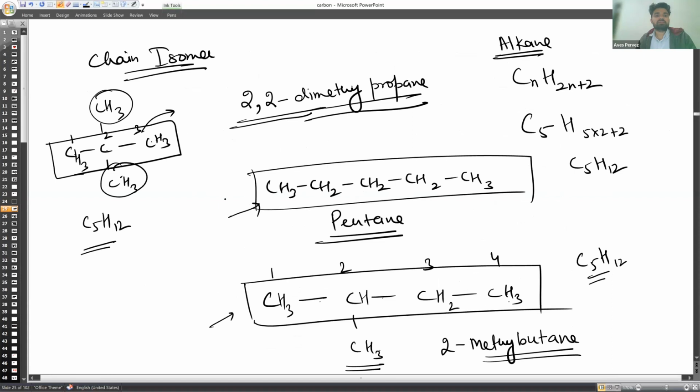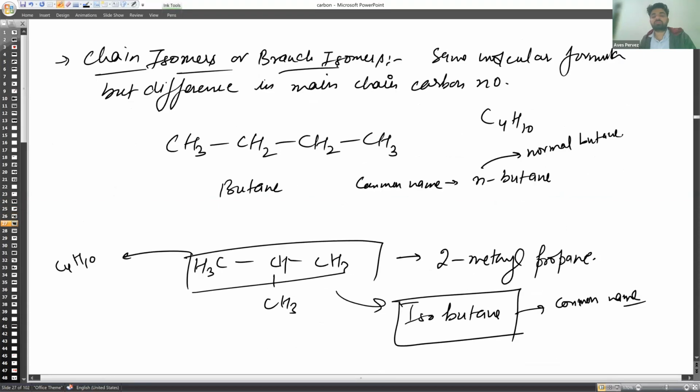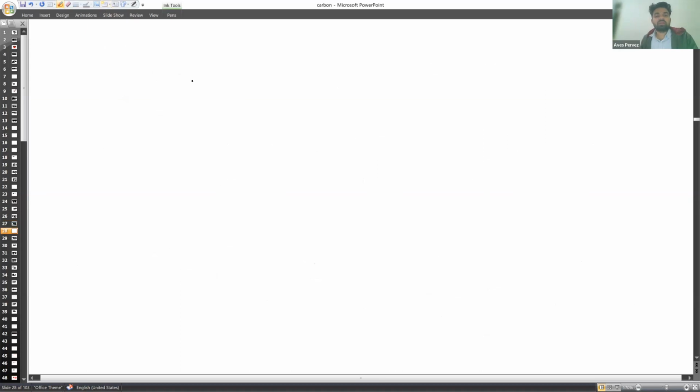The next type of isomers is chain isomers or branch isomers. This is very important. It is also asked in the examinations, and most of the time chain isomers are asked. Same molecular formula, but a difference in the main carbon chain. For example, butane. Let me explain one more thing here: chain isomers can only start with 4 carbons. Minimum 4 carbons should be there.